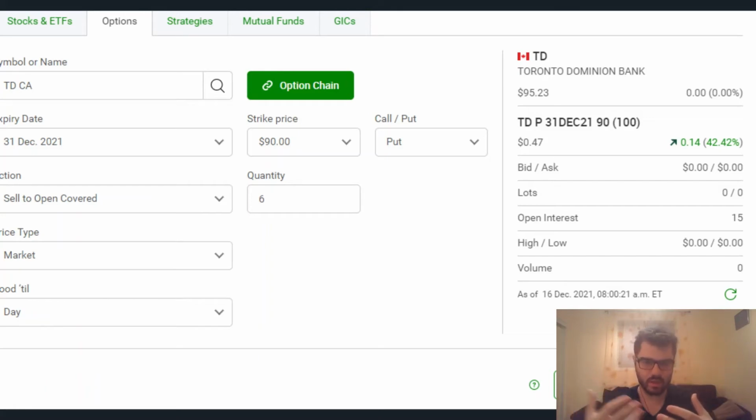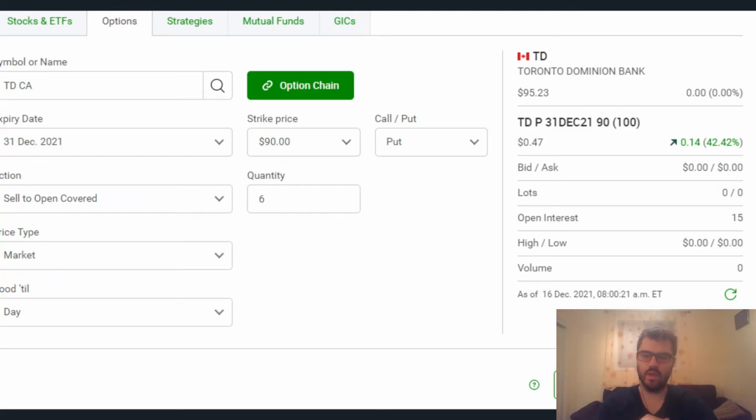So why do I say risk? It's at $95 right now and a strike price of 90. So if it goes down $5, I will be exercised and I will have to buy the shares if it happens until December 31st. Okay. Now, if I were to choose $94, I would receive a whole lot more premium if they expired, but it is a lot easier for the stock price to drop $1 than it is $5, right?